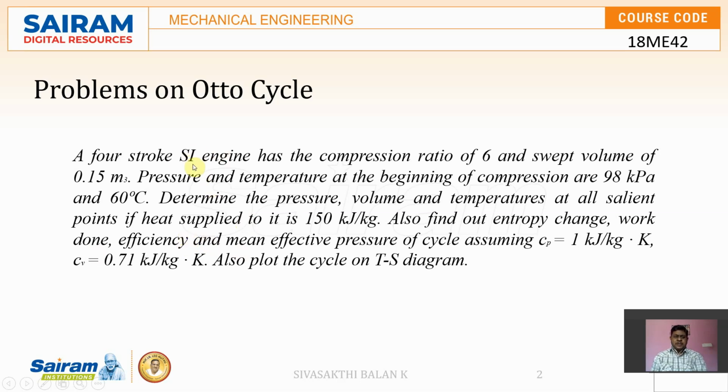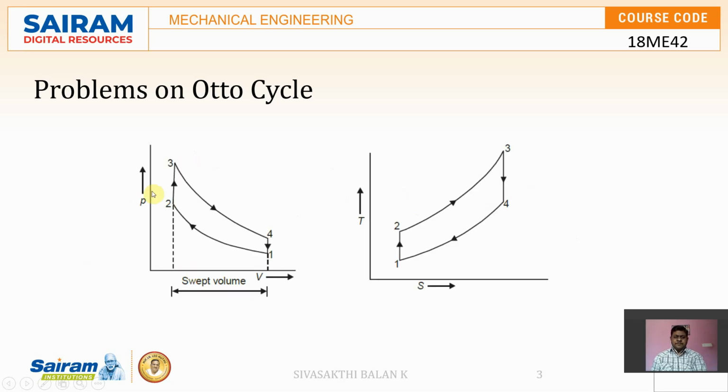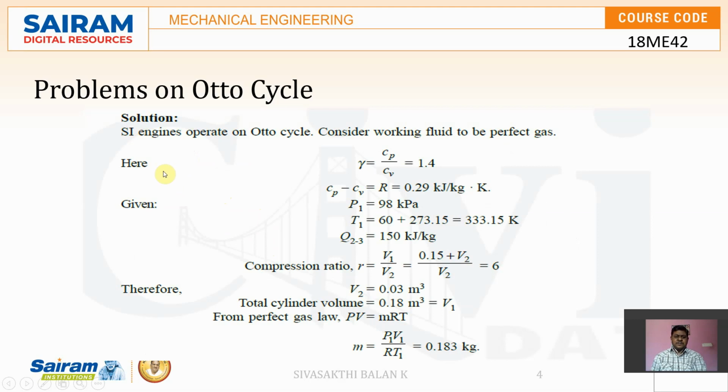From the given problem itself we come to know that it works under the Otto cycle. So the PV and TS diagrams come like this. Since it is the Otto cycle, the heat addition and heat rejection both take place when the volume remains constant. And first we write all the data given.